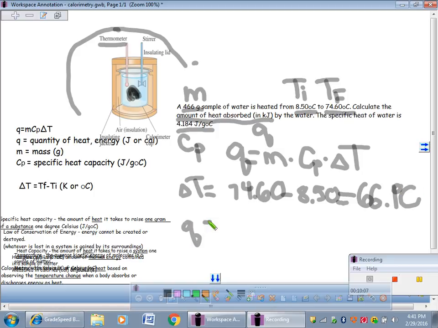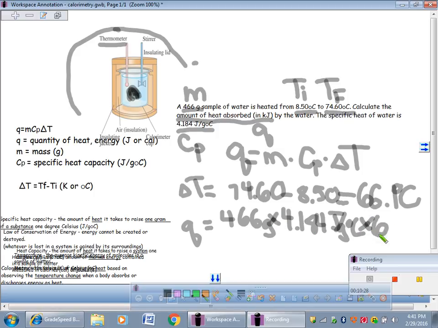So we're going to say Q is equal to our mass, 466 grams, times our specific heat capacity, 4.184 joules per gram degree Celsius, times our change in temperature. And so you're going to plug that into your calculator. And you are going to get a very large number, which makes sense. But we want it in kilojoules, not joules. And notice that this is in joules. Well, so you need to know that there are 1,000 joules in 1 kilojoule.